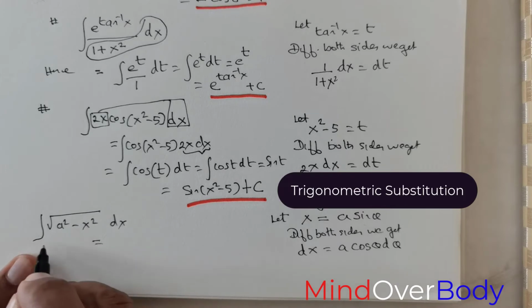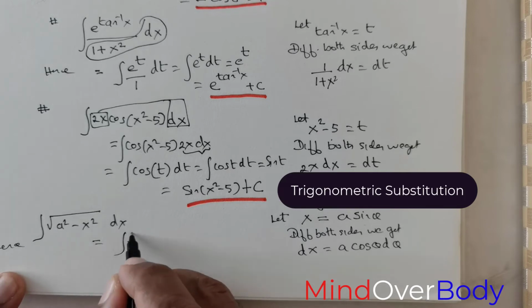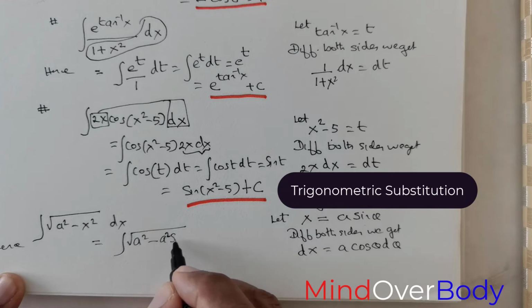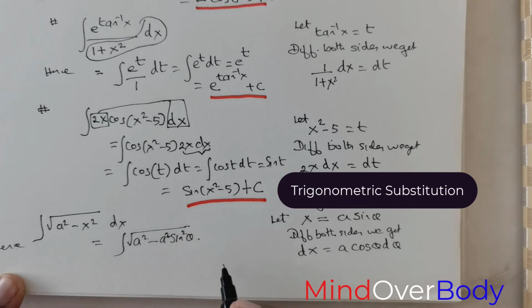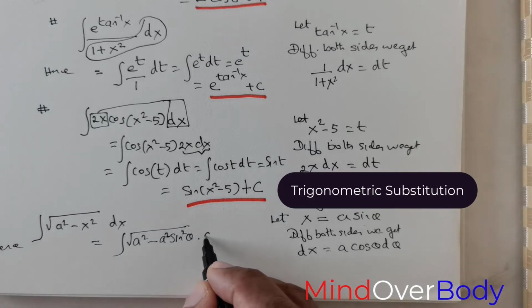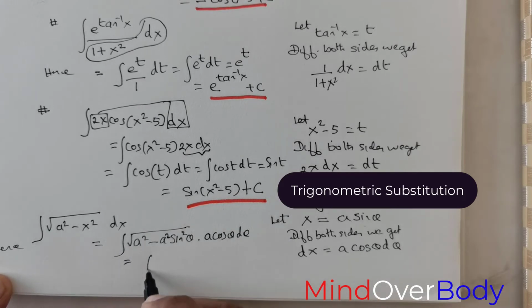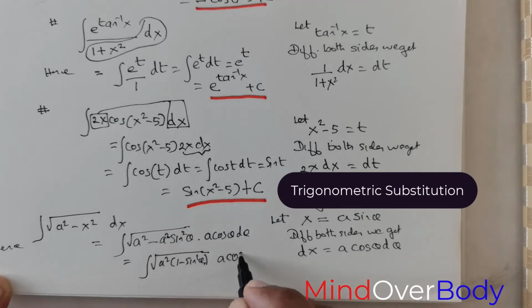So hence this is equal to the integral of the root of a squared, and in place of x it's going to be a sin theta. So in other words, this becomes a squared sin squared theta, and in place of dx, this is going to become a times cos theta d theta. If you were to rewrite this, it's going to be the integral of the root of, taking a squared out, a squared times (1 minus sin squared theta), and then outside the square root is a times cos theta d theta.